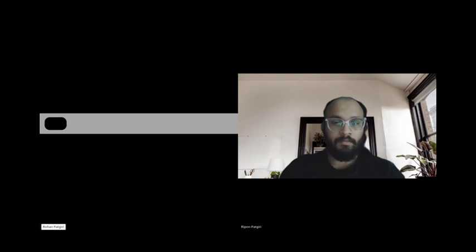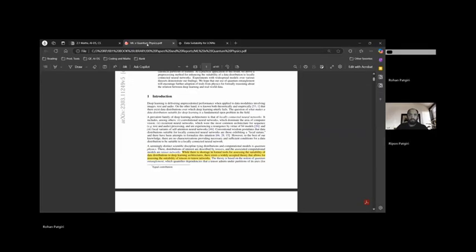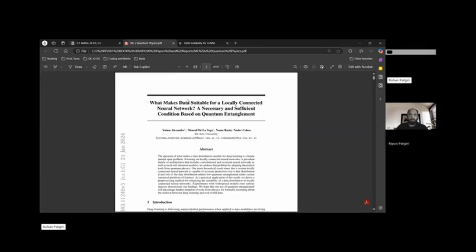So I'll talk about the research paper here today. So let me see if I can share the screen. So can you see this? Yeah. So I'll talk about this research paper, which is titled "What Makes Data Suitable for a Locally Connected Neural Network? A Necessary and Sufficient Condition Based on Quantum Entanglement."